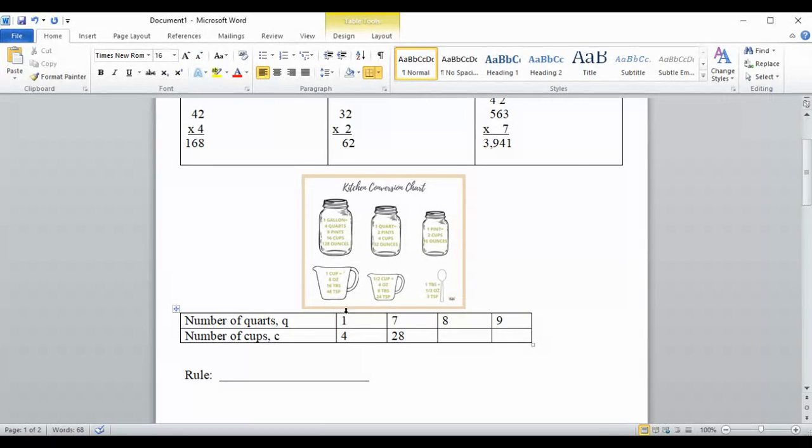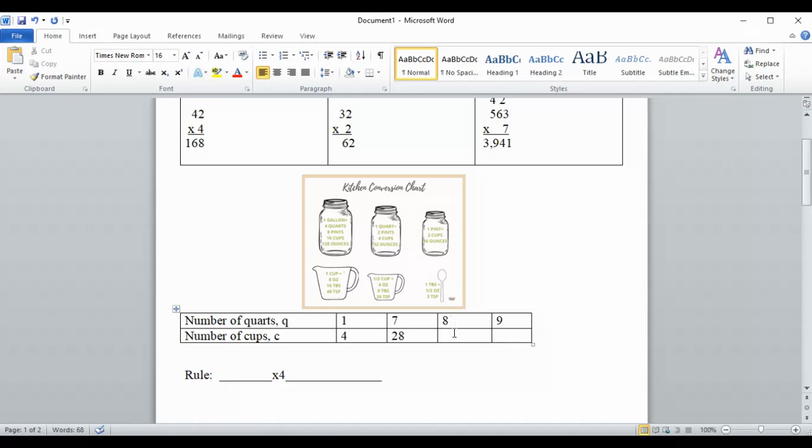So if I start off with 1 and I end up with 4, I multiplied. What did I multiply by? 1 times what will give me 4? 1 times 4. So what about 7 times 4? 7 times 4 is what? Voila, it is 28. So our rule here is going to be times 4. So 7 times 4 is 28.